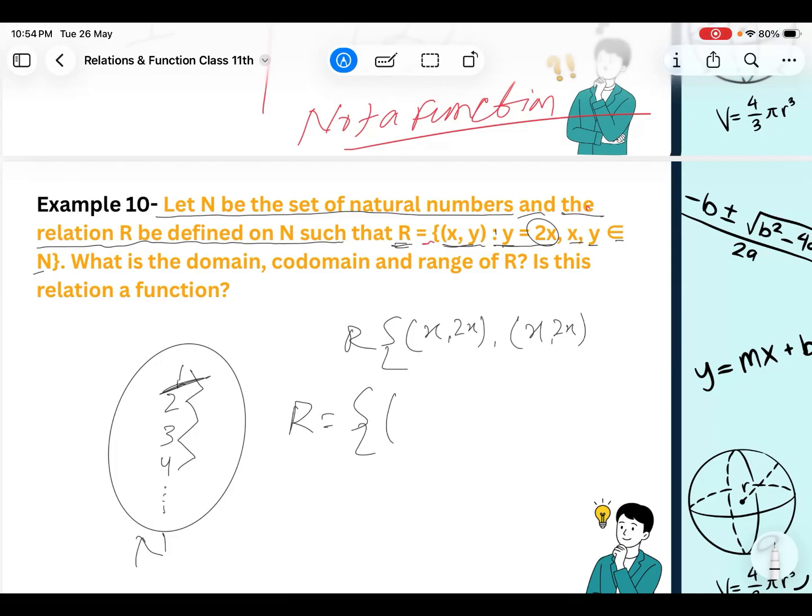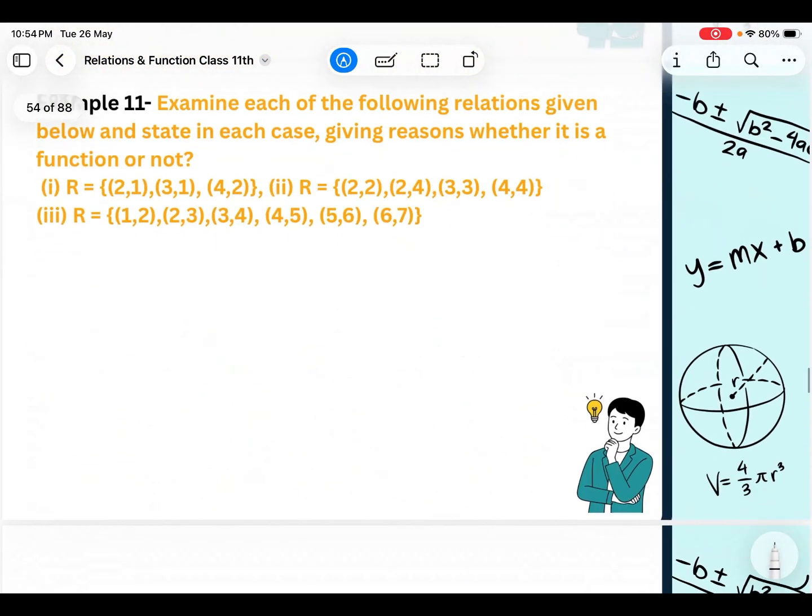So let's make the relation R. Suppose we took 1 first, then y will be 2 into 1, which is 2. Now if we take 2, it will be 2 into 2, 4. If we take 3, it will be 3 into 2, 6. If we take 4, then 4 into 2, 8, and so on till infinity. I hope this is clear to you.